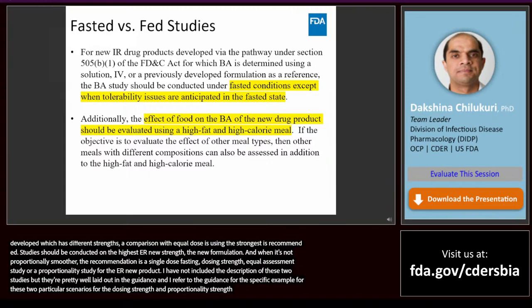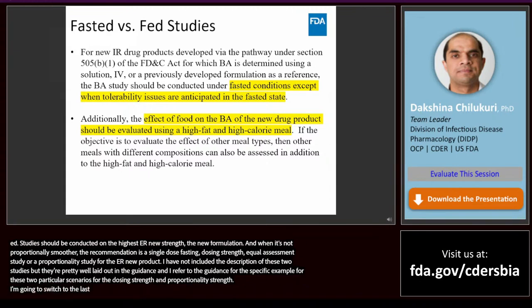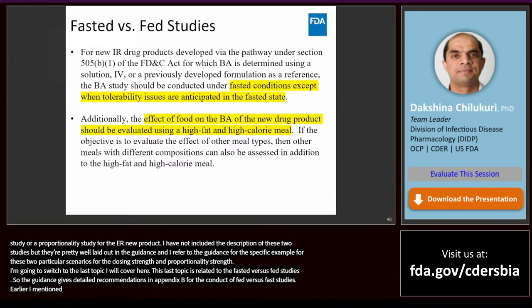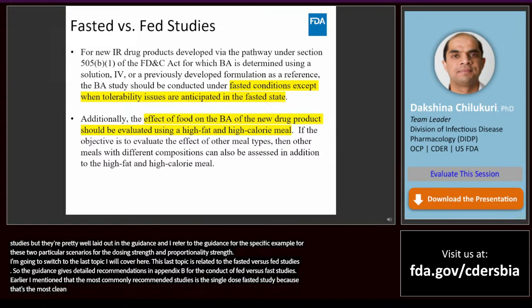I'll switch gears to the last topic that I'm going to cover here. This last topic is related to the fed versus fasted studies. So the guidance gives detailed recommendations in Appendix B for the conduct of fed versus fasted studies. Earlier I mentioned that the most commonly recommended study is the single-dose fasted study, because that is the most clean way of comparing two different formulations.